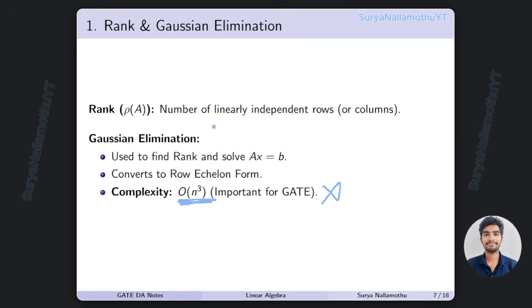Why? In Gaussian elimination, there is a special case. In that special case, the complexity will be O of n square. So we need to consider it for the special case only. The best case will be O of n square, but the majority complexity is O of n cube. So you need to remember this point very well.